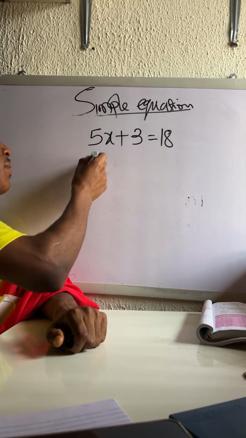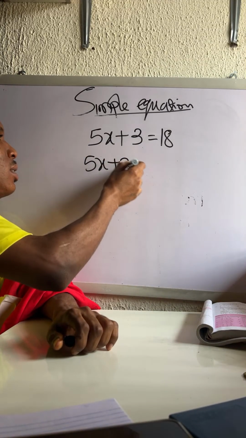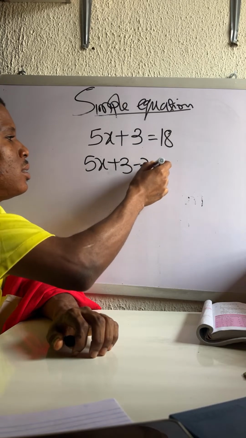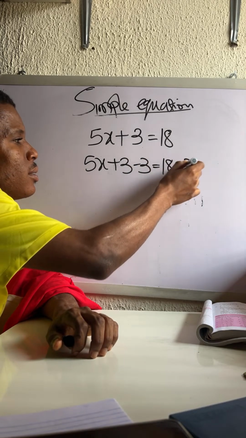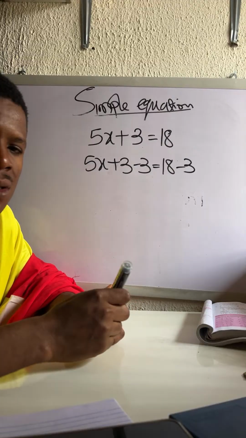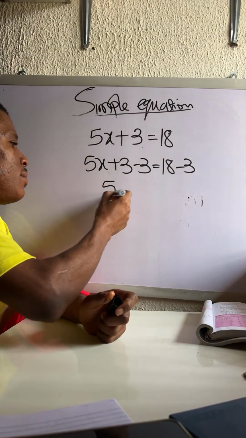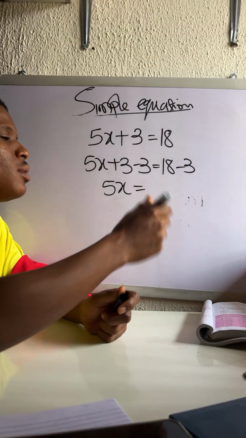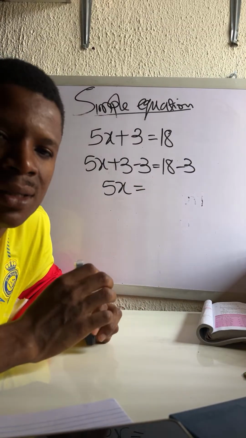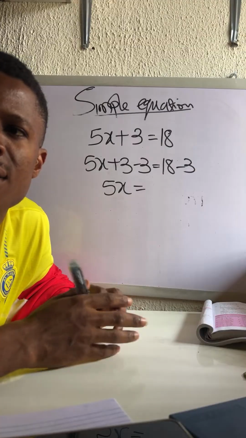So we have 5x plus 3 minus 3 is equal to 18 minus 3. 3 minus 3 is now 0. So we are left with 5x is equal to, what is 18 minus 3?